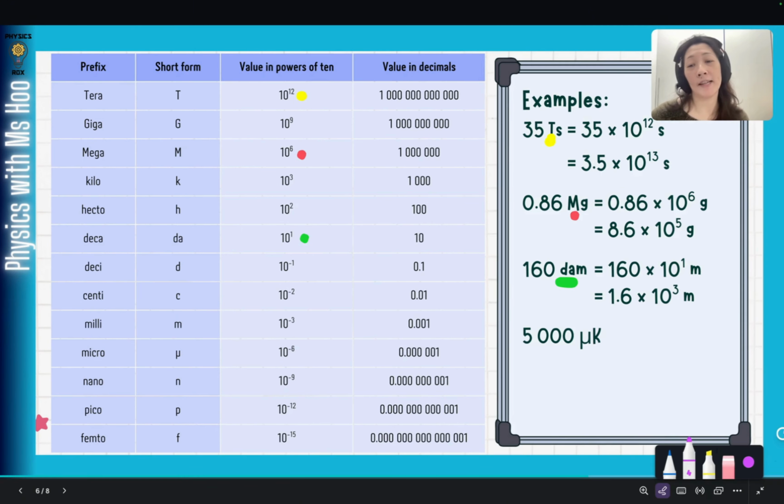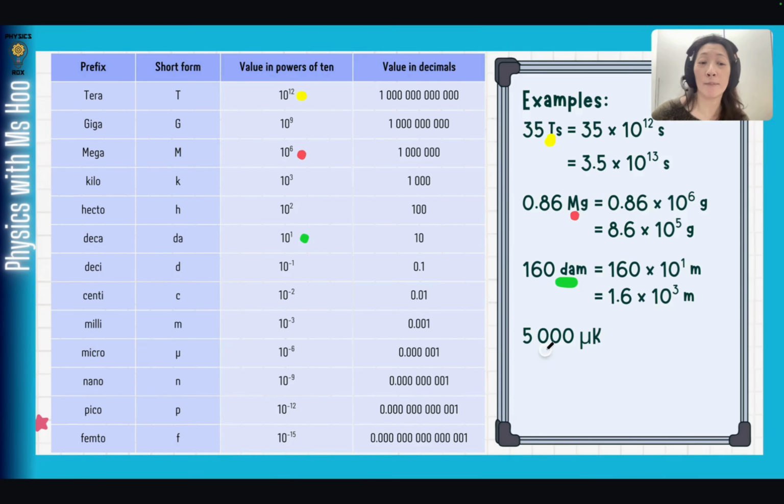Writing the prefix, of course, is not limited only to values that are greater than 1. What if the value goes below 1? So let's look at this one, 5,000 μK. Yes, I know it looks like uK, but remember, as I mentioned earlier, this is the Greek letter mu. So this Greek letter mu represents micro. Micro has a value of 10 to the power of negative 6. And what does K stand for? This is capital K, which is for Kelvin, which is the SI unit for temperature or absolute temperature.